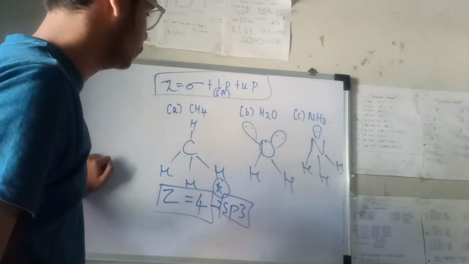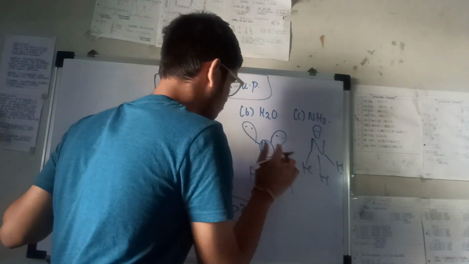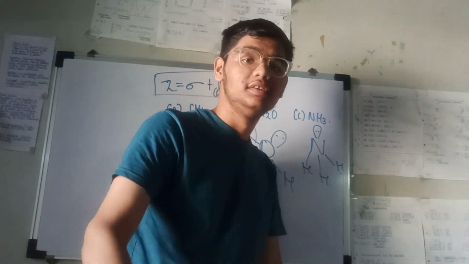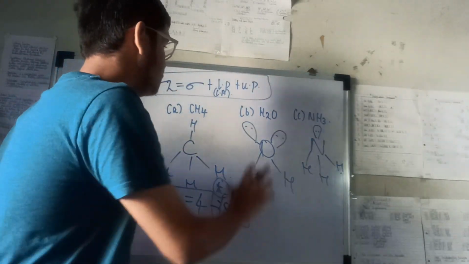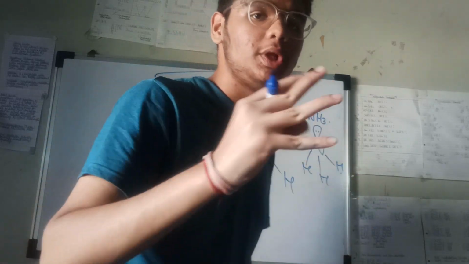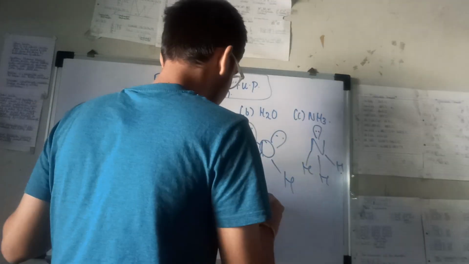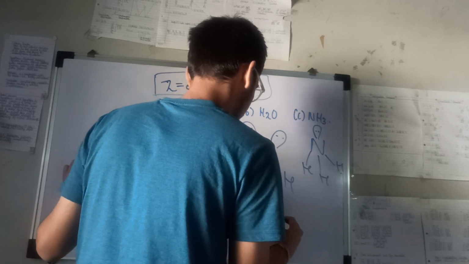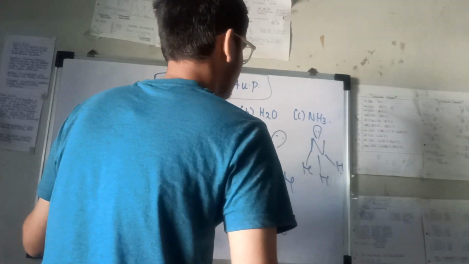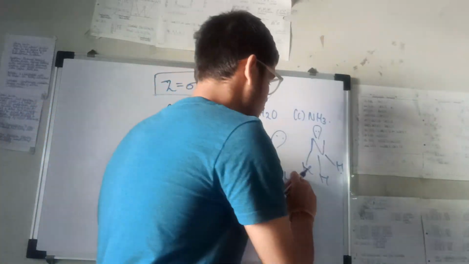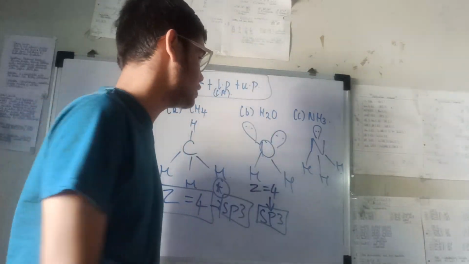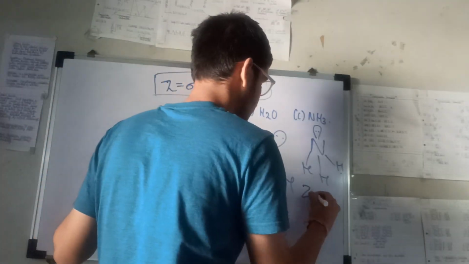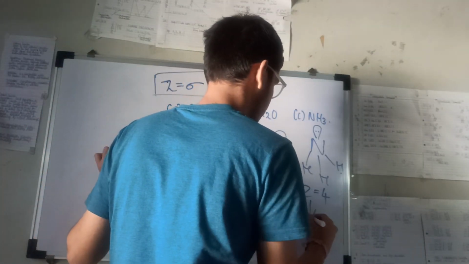H2O. How many single bonds? Two single bonds. How many lone pairs on O? Two lone pairs on the O atom. No unpaired electrons. 2 plus 2 plus 0, 4 again. Z is equal to 4 again, so sp3, right. NH3: 3 sigma bonds plus 1 lone pair and no unpaired electrons. 3 plus 1 plus 0, Z is equal to 4, sp3.